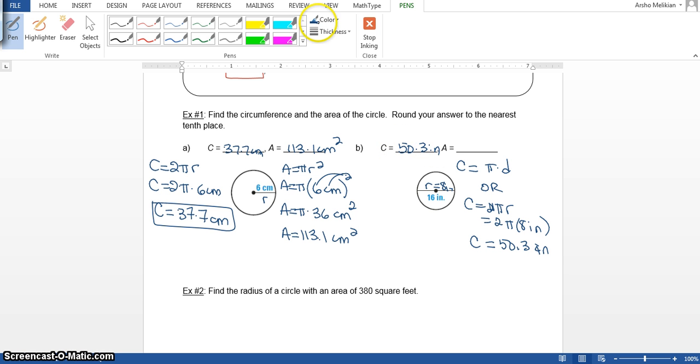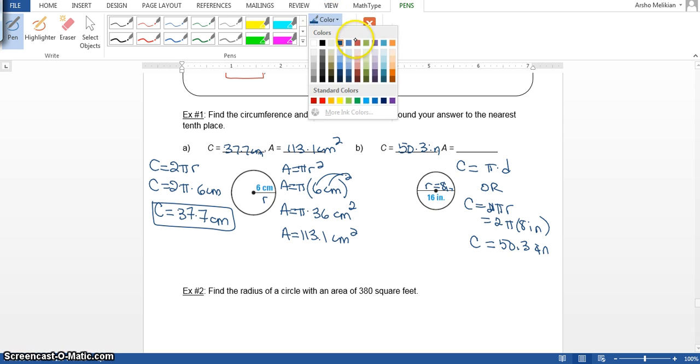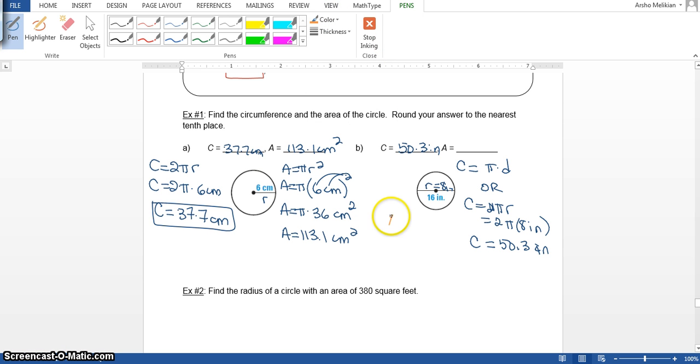Well, what about the area? What formula do we use for that one? Pi r squared. So this is going to be pi times 8 inches squared. So it's 64 pi, yes? Yes. And how big is that? 201.1 inches squared.